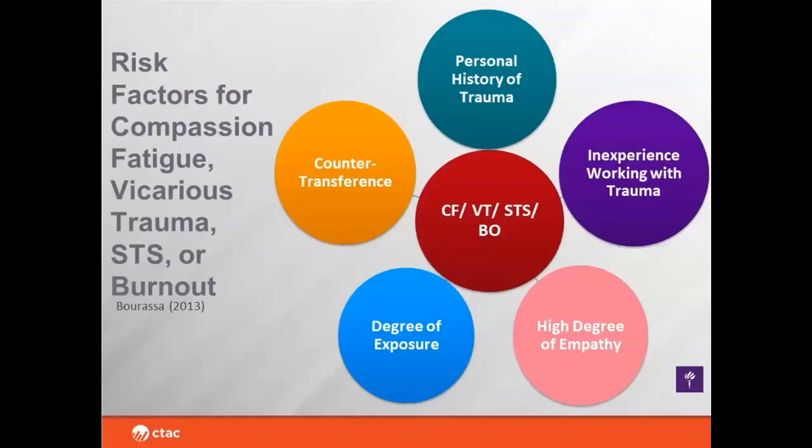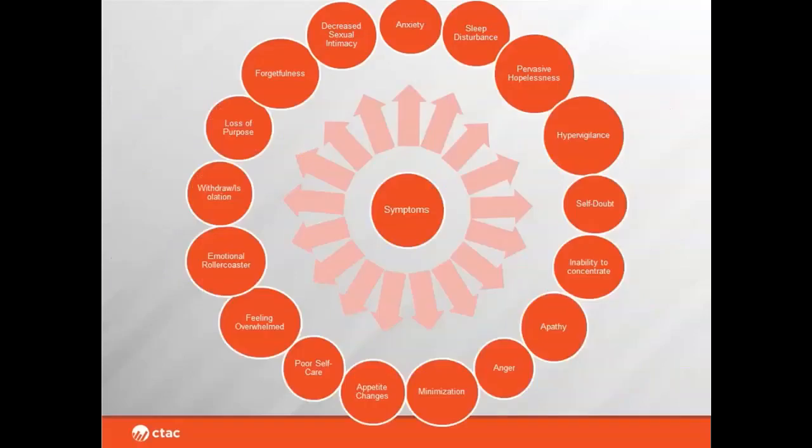If we have a high degree of empathy, I always think that's so interesting and so true, that if we're more empathic, which a lot of us are, we may be more at risk for compassion fatigue and vicarious trauma, et cetera. The degree of exposure, the countertransference, and our own personal history of trauma. It's important to know these things to protect ourselves, right? As well as some of the symptoms that may occur if we are experiencing compassion fatigue or vicarious trauma, secondary traumatic stress, or even burnout.